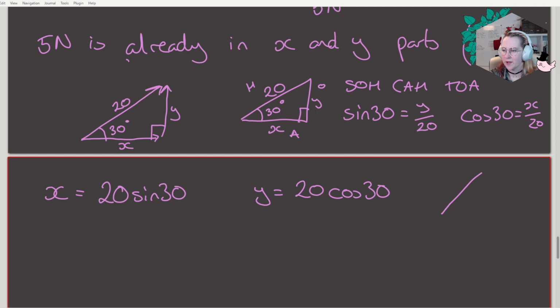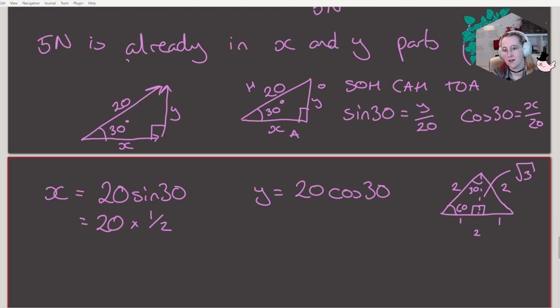My really quick way of doing this is if you draw an equilateral triangle of side length 2, split it down the middle, so this is side length 1. You've now created a right angle triangle where that's 30, that's 60, that is 30, and that side length is √3. So sine of 30 is opposite over hypotenuse, so this is 20 times a half. And cos of 30 is adjacent over hypotenuse, so root 3 over 2.